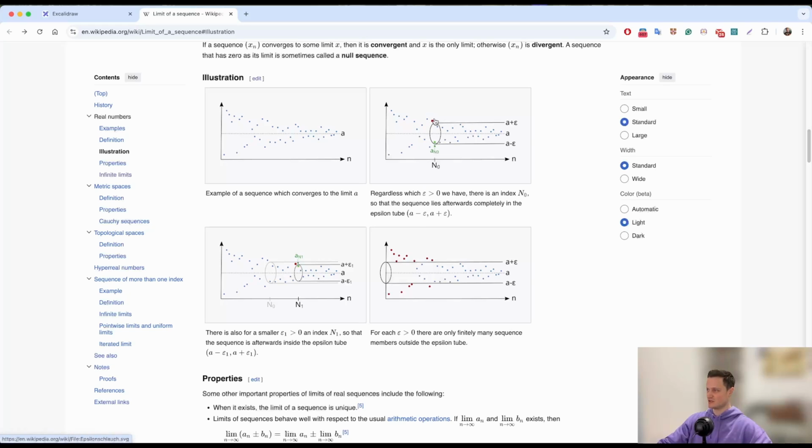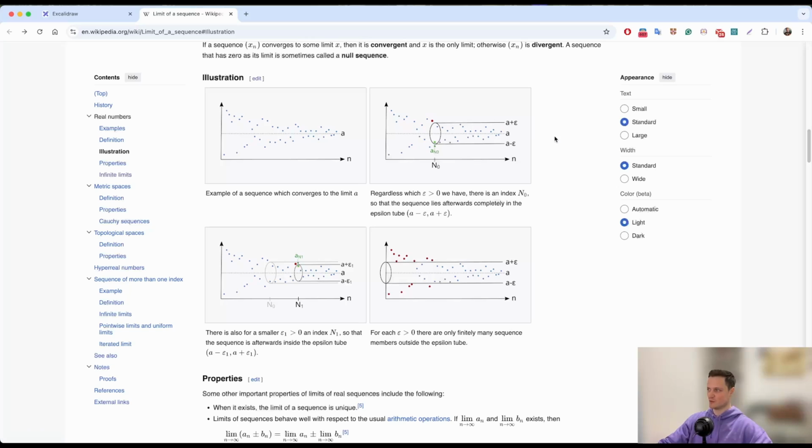So what it means is that after some index, which is the border one, the green one and all the following ones pass into this tube. The tube is just a plus epsilon and a minus epsilon.